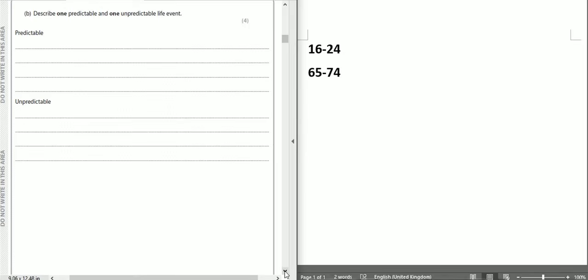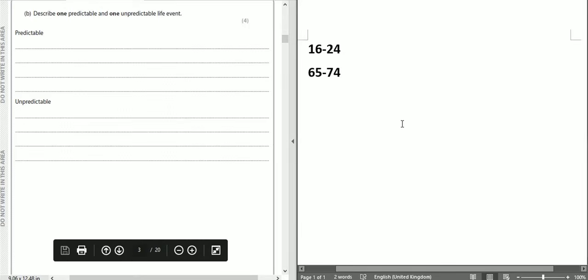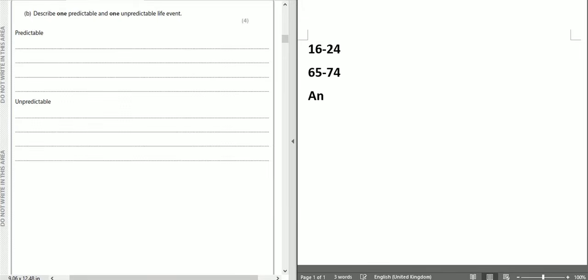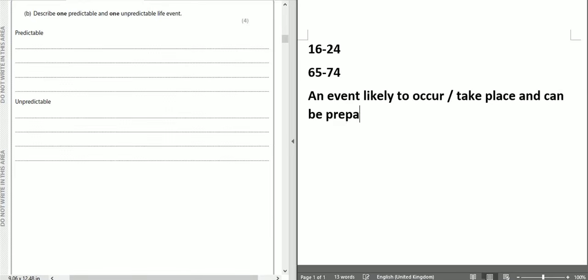So predictable and unpredictable life events. The main difference is that a predictable life event is an event likely to occur or take place and can be prepared for.